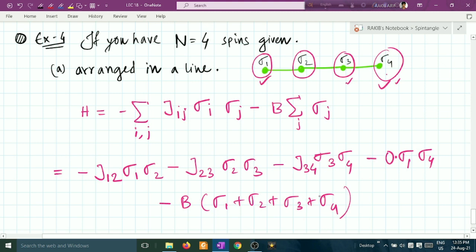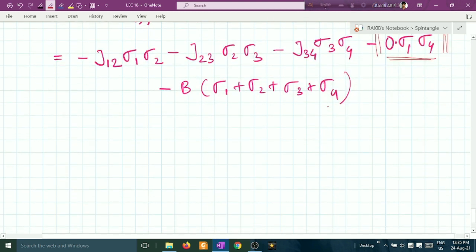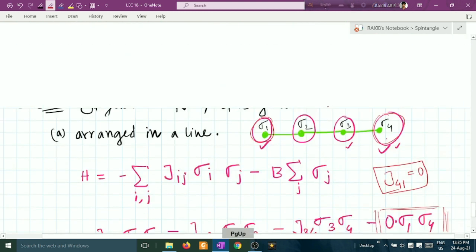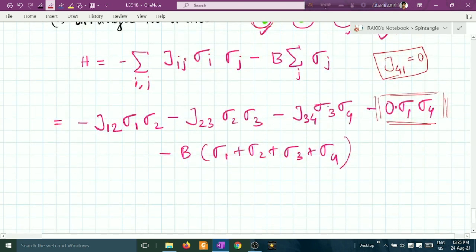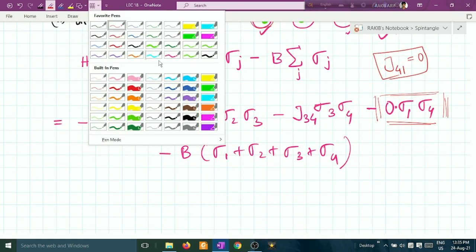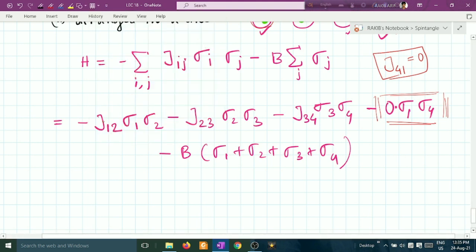This is all. Here I am noting that this is not allowed, because 4 and 1 are not nearest neighbors, therefore the interacting term J_41 will be equal to 0, because the Ising model is completely based on nearest-neighbor properties. This is the four spins arranged in a line. So now I'm taking the second part of this. What is our second part?